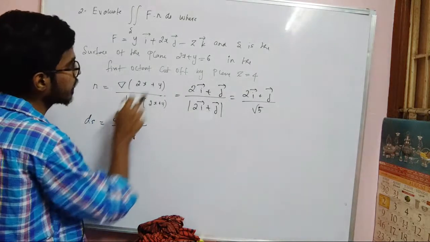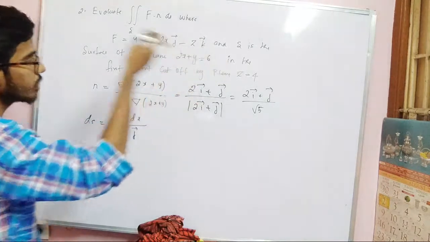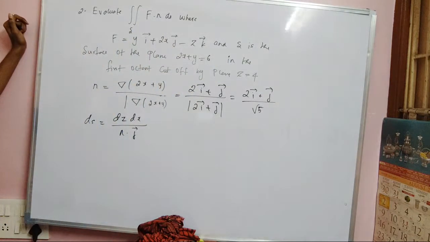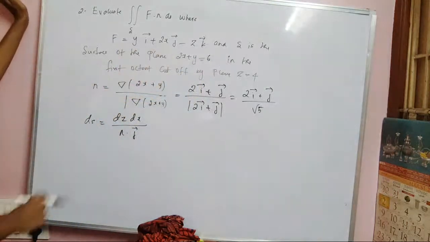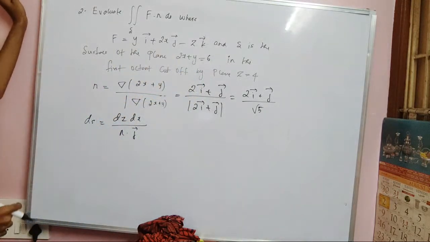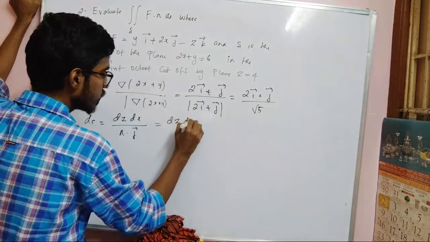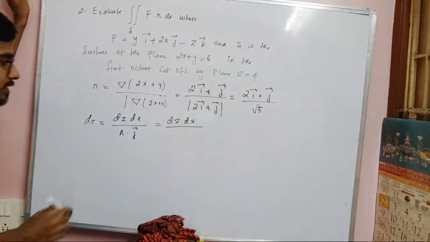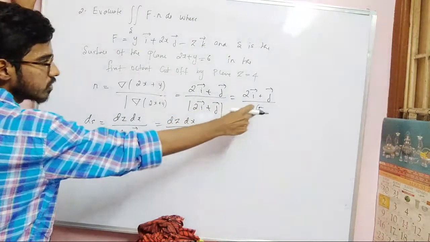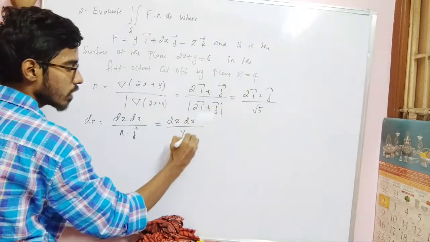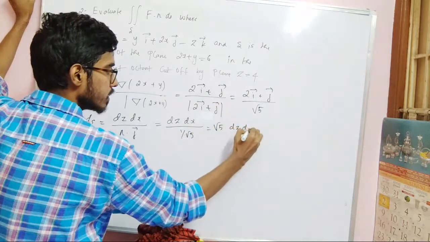So I can find x here as 6 minus y by 2, and z I can vary from 0 to 4. So this will be dz dx by n dot j. n is this, so when I make a dot product with j, we have 1 by root 5. So this is nothing but root 5 dz dx.